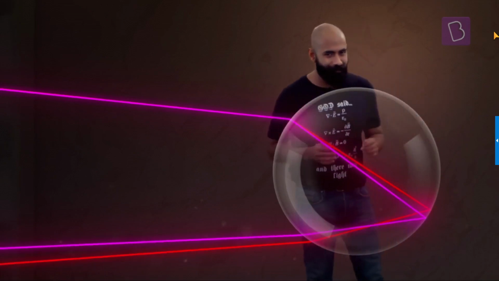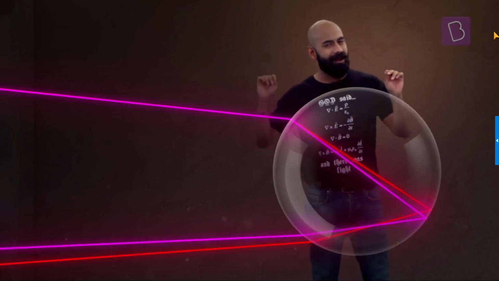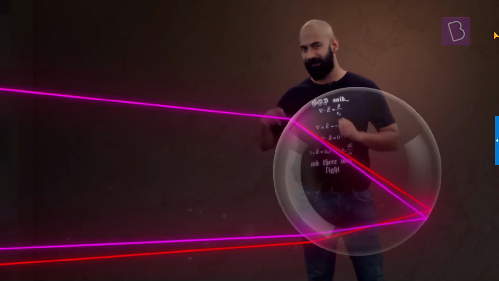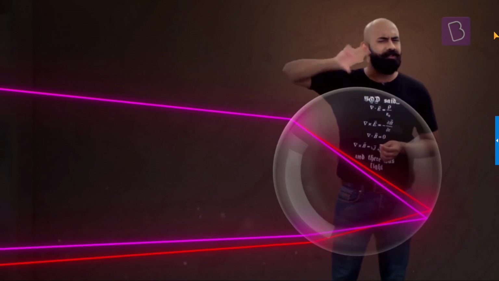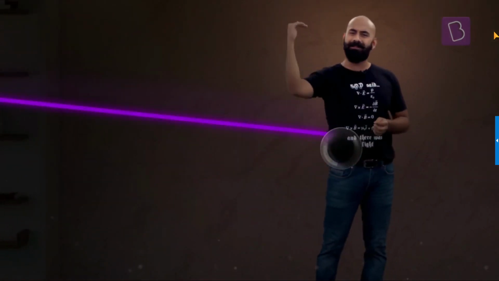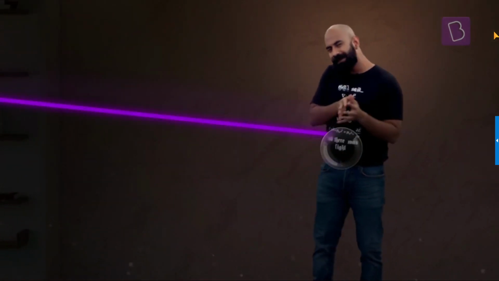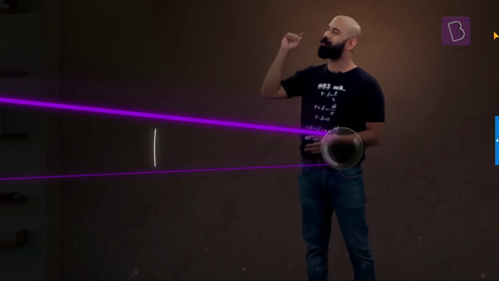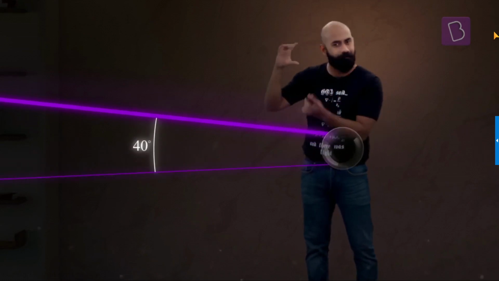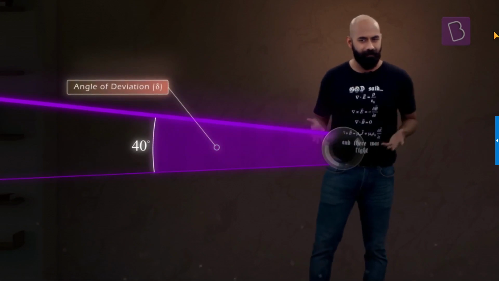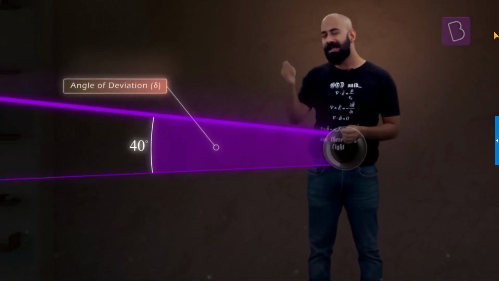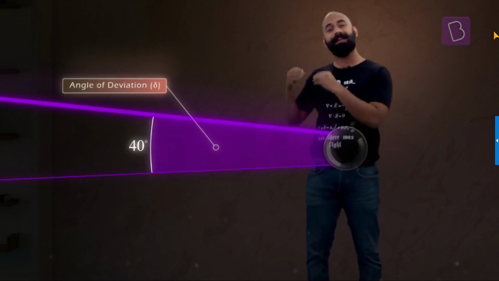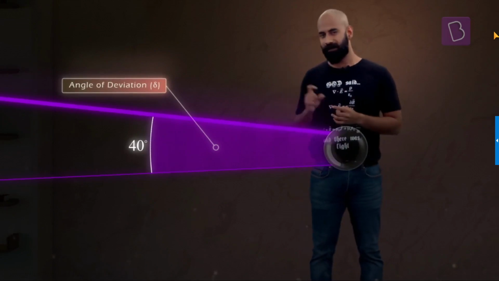But what's interesting to note is that the maximum intensity occurs at 40 degrees for the case of violet light. So if I had a bunch of parallel violet rays all incident at this angle, the final emergent ray will be at an angle of 40 degrees. You can call this angle the angle of deviation, let's call it delta. This angle is delta, and the delta for violet light we find experimentally is about 40 degrees.